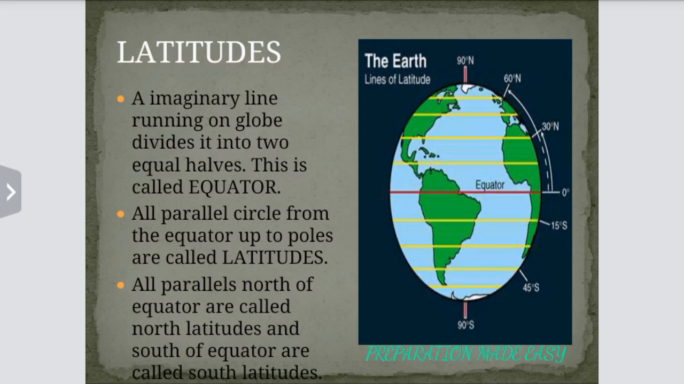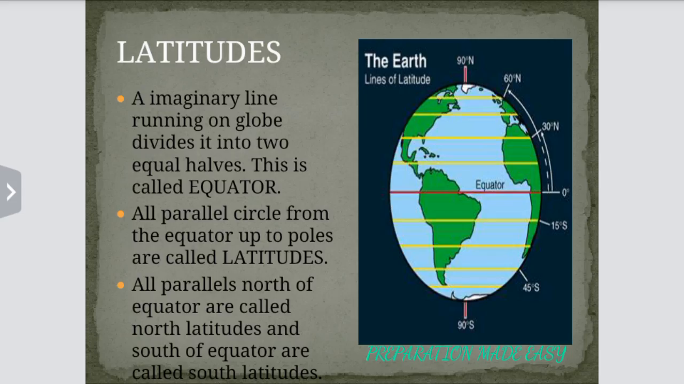Now let us discuss the latitudes. Before knowing what is latitude, we should know what is equator. An imaginary line running on the globe which divides the globe into two equal halves is called equator. And all the parallel circuits from the equator up to poles are called latitudes. All parallels north of the equator are called north latitudes and south of the equator are called south latitudes.